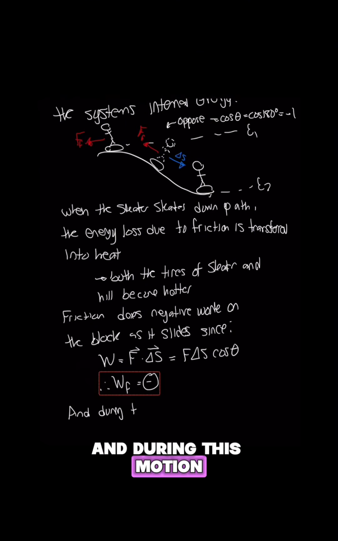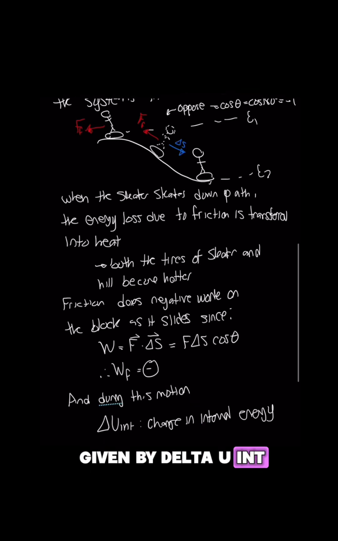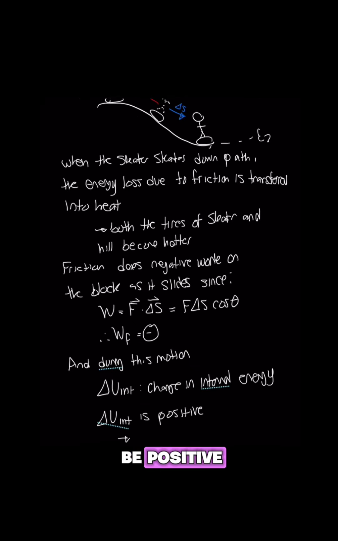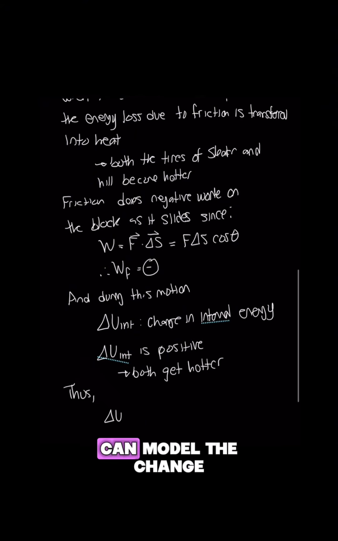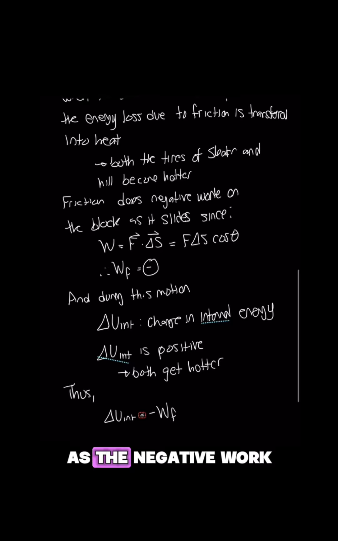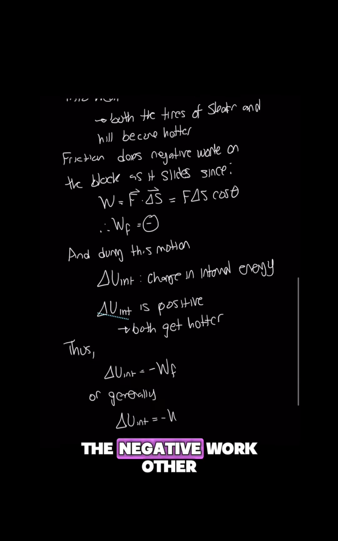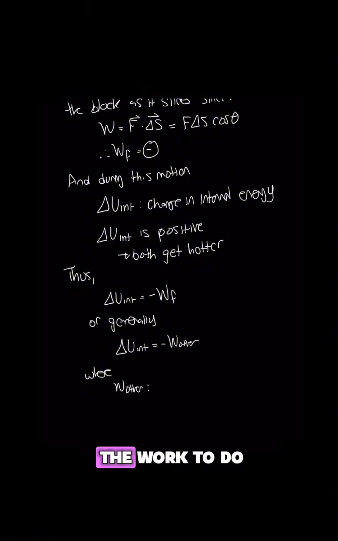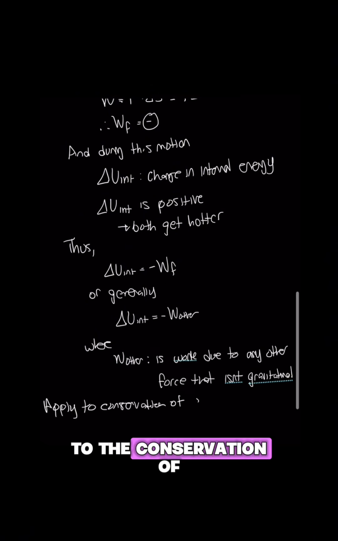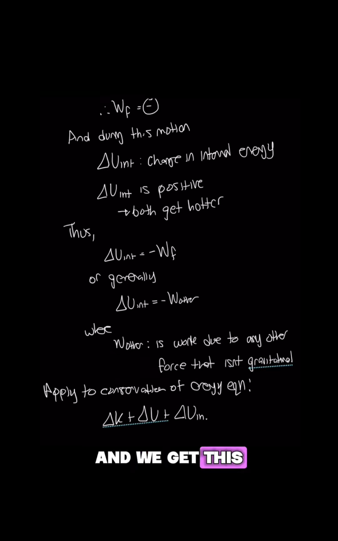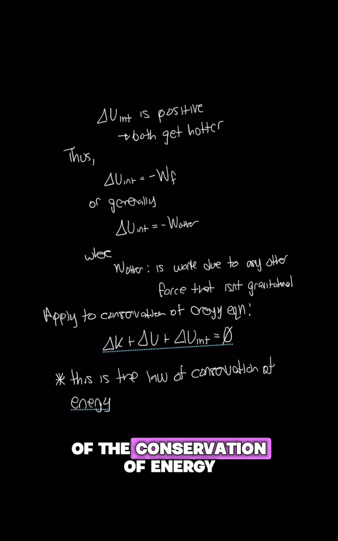And during this motion, we can model the change in internal energy given by delta U int. And this change in internal energy is going to be positive since both the tires and the hill get hotter. This means that we can model the change in internal energy as the negative work due to friction, or more generally, the change in internal energy is equal to the negative work other, where work other is the work due to any other force that isn't conservative. So we can apply it to the conservation of energy equation, and we get this.